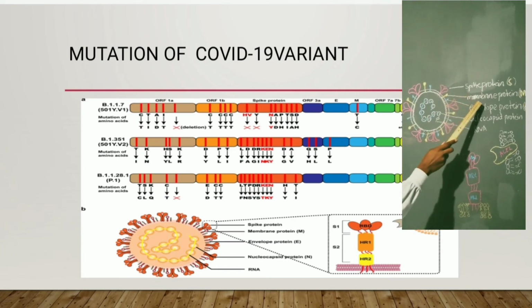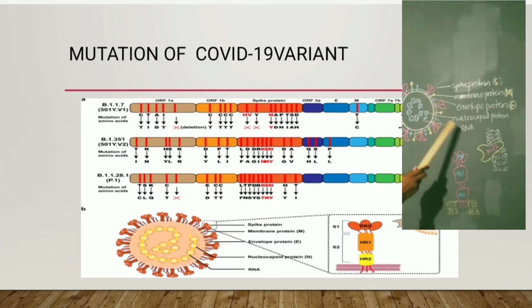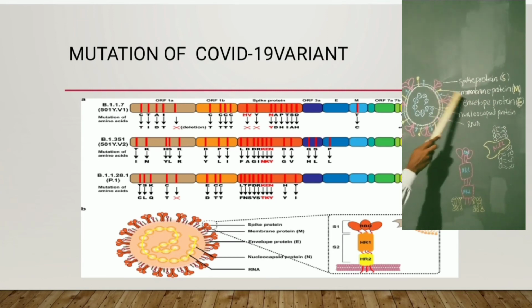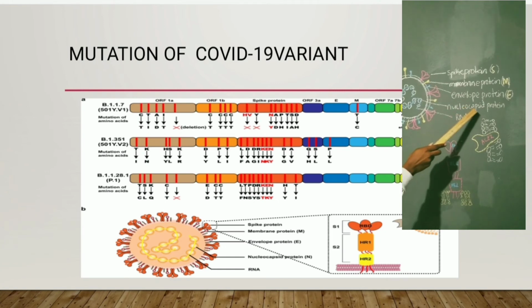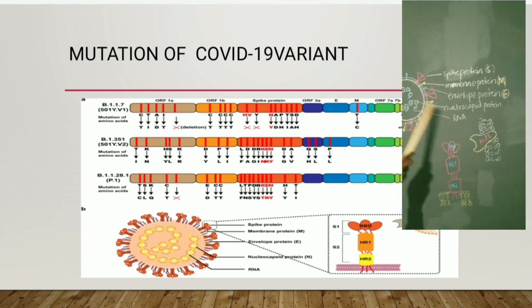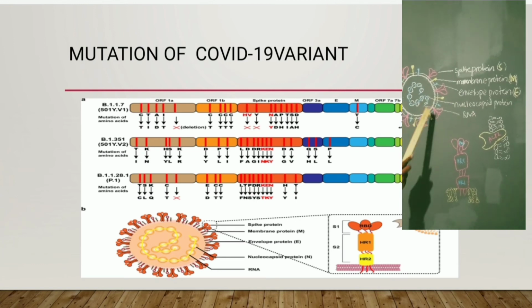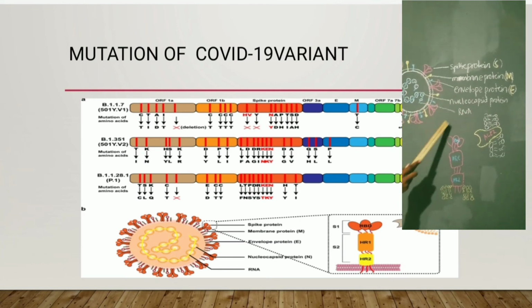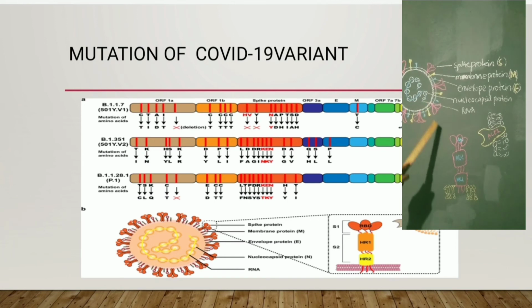This is our membrane protein, also known as the M protein, the envelope protein, which is also known as the E protein, the nucleocapsid protein, which is also known as the N protein, which surrounds the RNA. Okay, so now we will take a deeper look at the spike protein where most of the mutations occur.